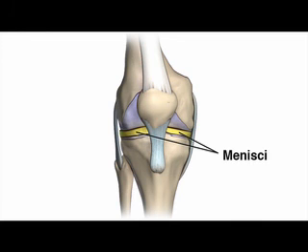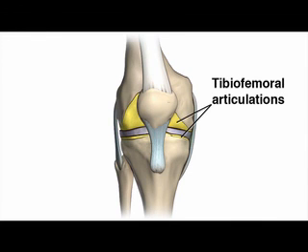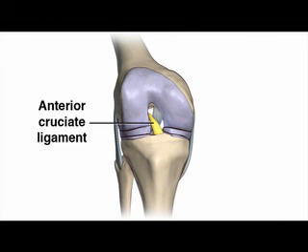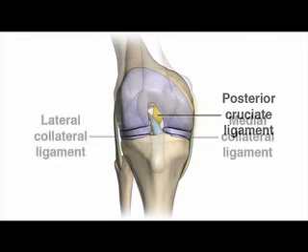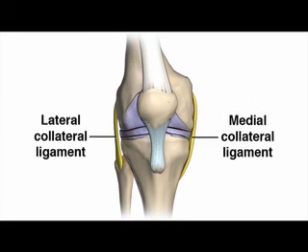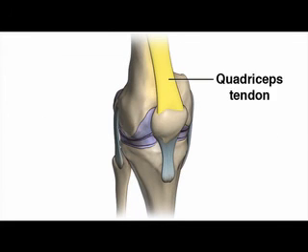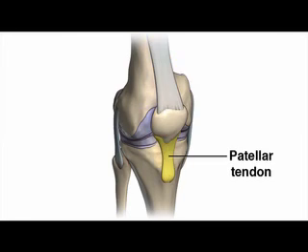The menisci are fibrocartilaginous structures located between the tibiofemoral articulations. They increase stability and distribute contact forces on the articular cartilage. The important soft tissue structures of the knee include the four major ligaments: the anterior cruciate, posterior cruciate, medial and lateral collateral ligaments, the joint capsule, the medial and lateral menisci, the quadriceps tendon, and the patellar tendon.